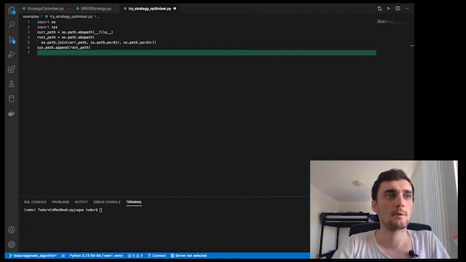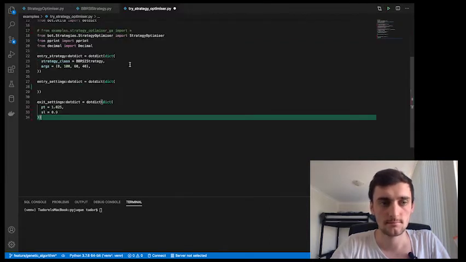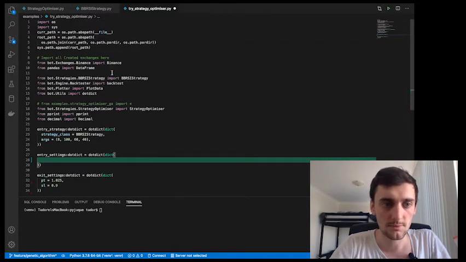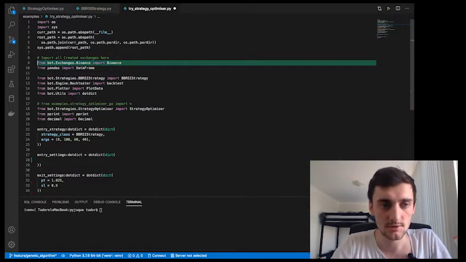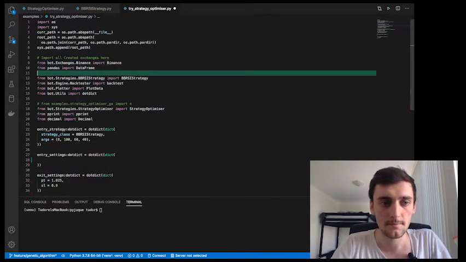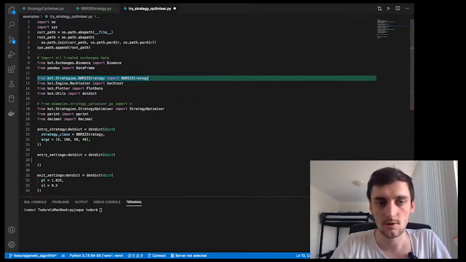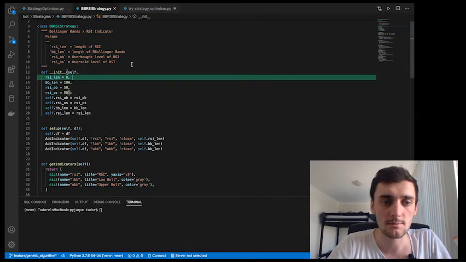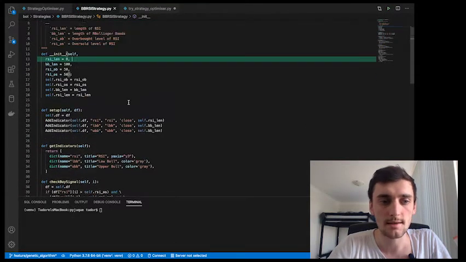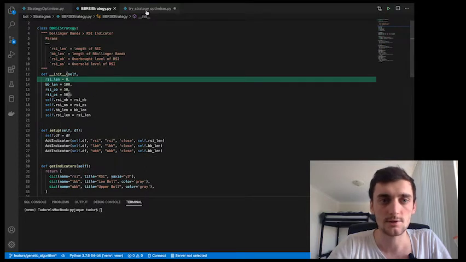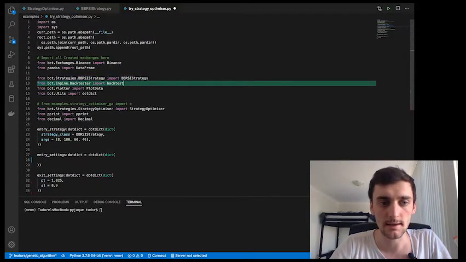Now I'm gonna copy paste this initial code right here. Actually, I'll copy paste and I'll explain. So first we import a few things. We import the exchange, we import the data frame, and we import our strategy, which is the one that I talked to you about before, Bollinger Bands RSI. So we want to optimize the parameters for this strategy. Next, we're going to import the backtester function.